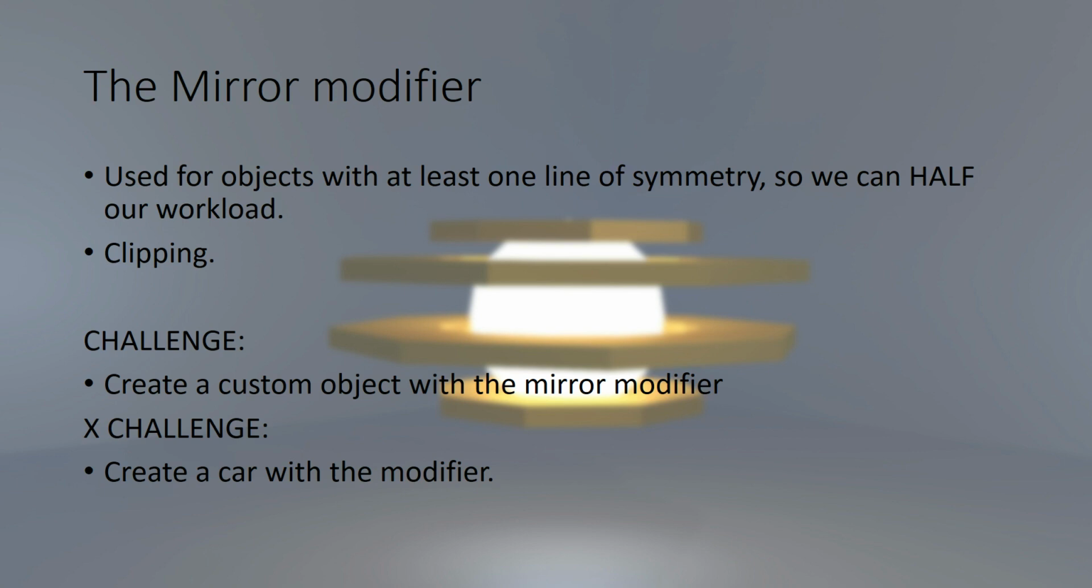In this lecture, we're going to be looking at our first modifier. We're going to start with the mirror modifier. We can use the mirror modifier for objects that have at least one line of symmetry, so that we can halve our workload. We're also going to look at how clipping affects the mirror modifier before giving you a couple of challenges. So let's go into Blender.